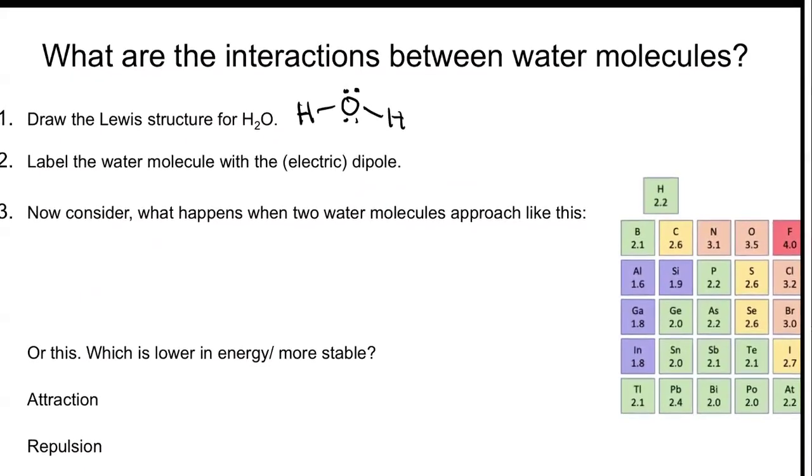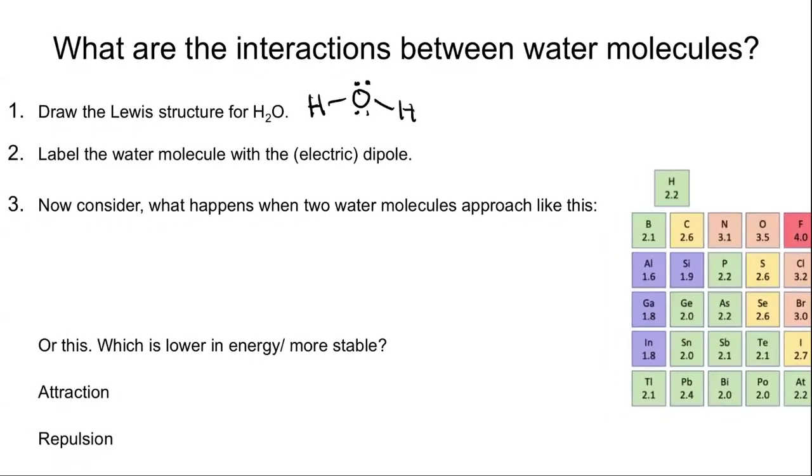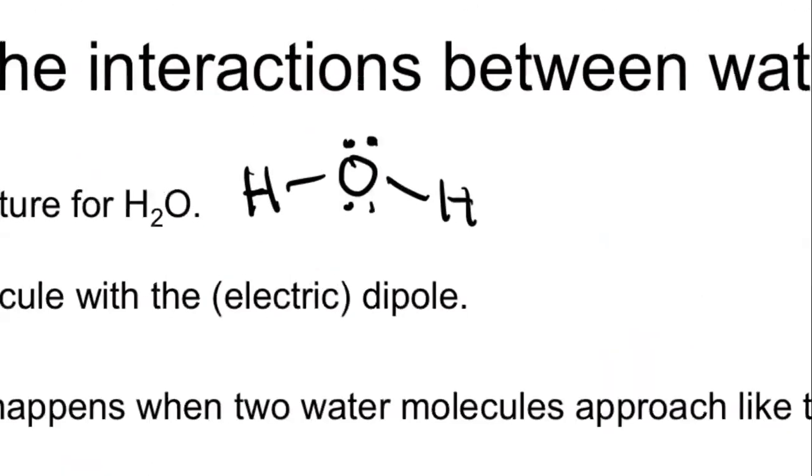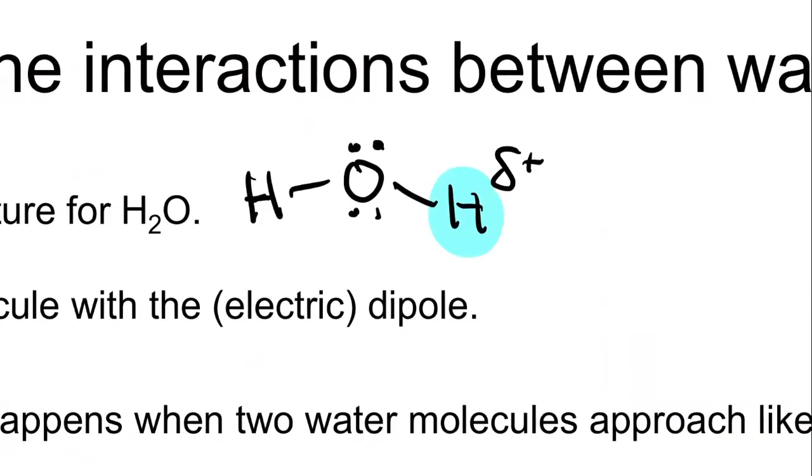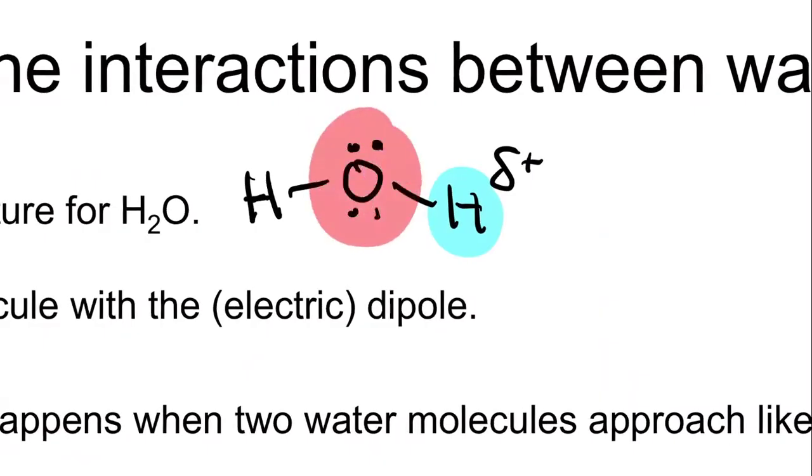Now, let's label the water molecule with its electric dipole. Where is my partial minus? Where is my partial plus? Where is my magnet in this molecule? So my hydrogen's less electronegative. That gives me my partial plus. My oxygen's more electronegative. That's going to be my partial minus.